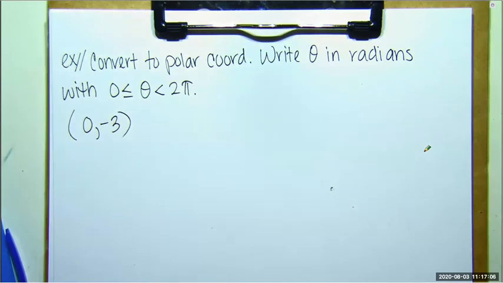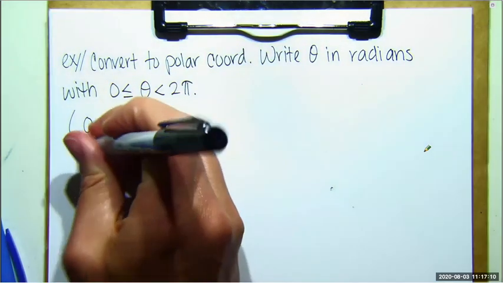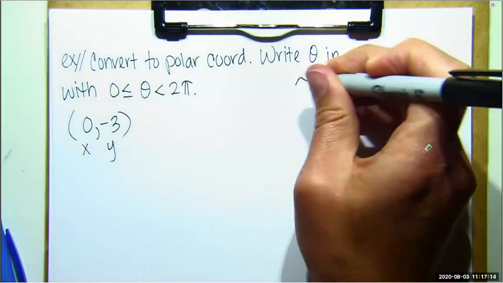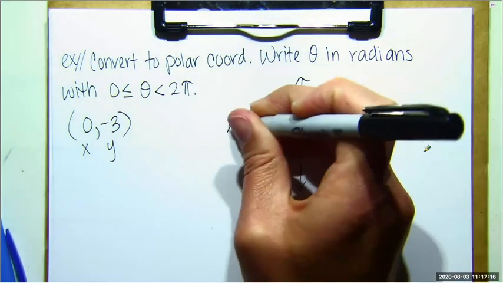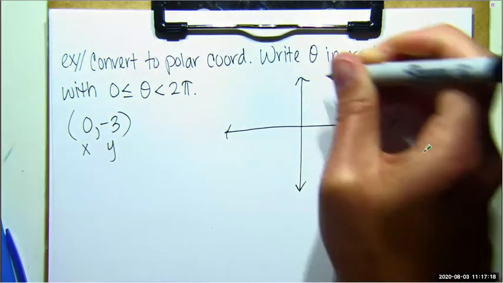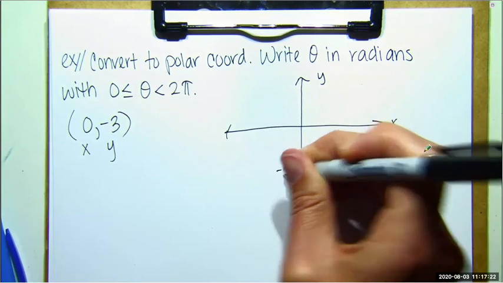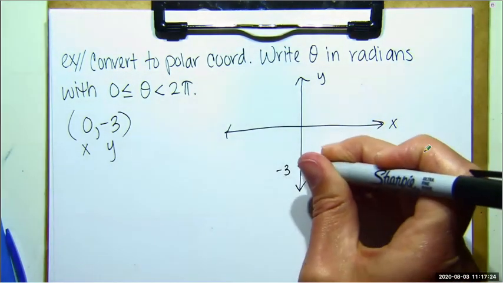Okay, so we're asked to convert 0, negative 3 to polar coordinates. So here's x comma y. Okay, so step 1 was to plot our point x comma y. So let's start with that. So x is 0, y is negative 3. So here's our point.